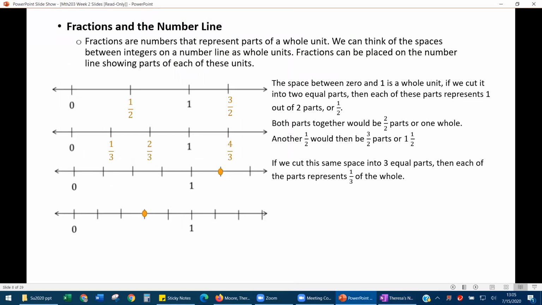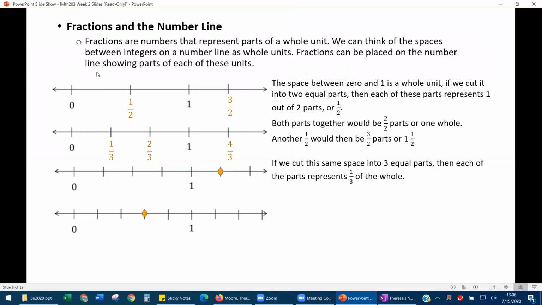Okay, so fractions on the number line. Fractions, again, remember, represent parts of a whole. We can think of the spaces between our integers as whole units, and if we separate those spaces into equal portions, we can think of those as fractional portions of the whole units. So between 0 and 1, think of this as a whole unit.